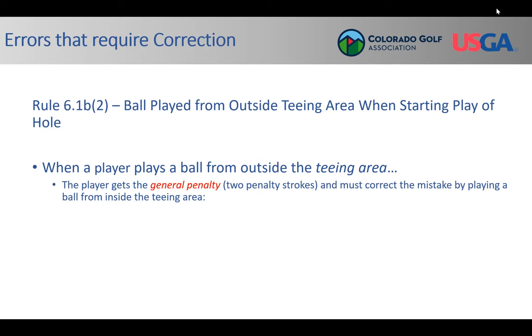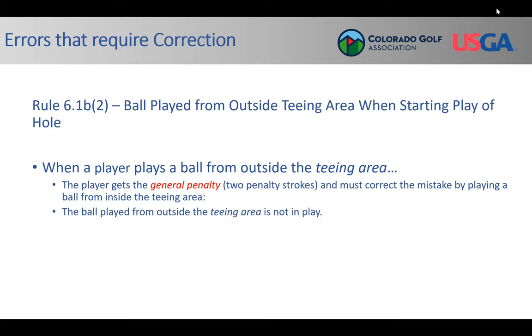Back to the first part of Rule 6.1, it's telling us that you have to start your hole from the teeing area. The committee has put those tee markers there for a reason. They didn't just put them there for decoration. They have put them there because they want every player in the field to play from the same place, or the same area, in starting the play of all the holes throughout their round. So we've got to correct that mistake by playing a stroke from inside the teeing area.